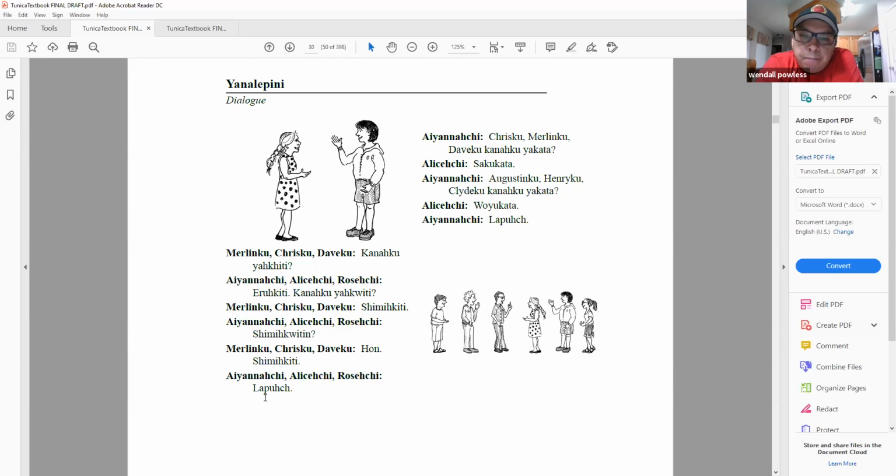Lapu, yes. So Ayana Chi asks all the guys, Chris, Merlin, Dev Ku, Kanak yakata. Now she's talking about them, asking somebody, what or who, and that's in that second column on your Lutamashu. What or who is doing, when you're talking about a group of people? What or?